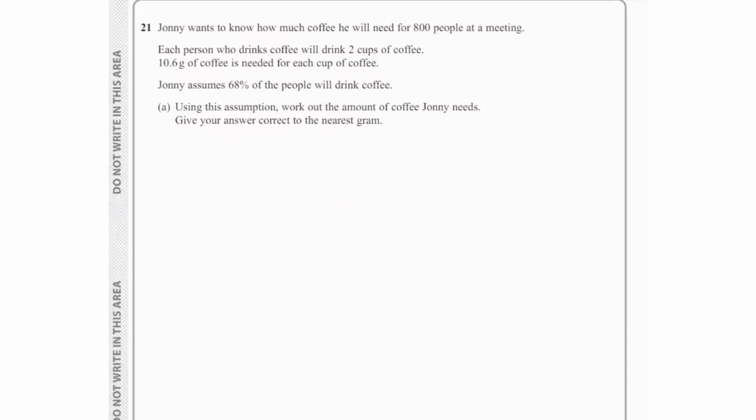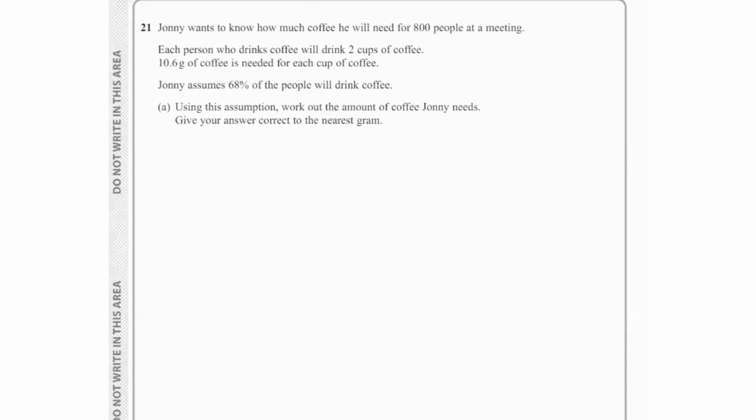Question 21 says Johnny wants to know how much coffee he will need for 800 people at a meeting. Each person who drinks coffee will drink 2 cups of coffee. 10.6 grams of coffee is needed for each cup of coffee. Johnny assumes that 68% of the people will drink coffee. Using this assumption, work out the amount of coffee Johnny needs, giving your answer correct to the nearest gram.